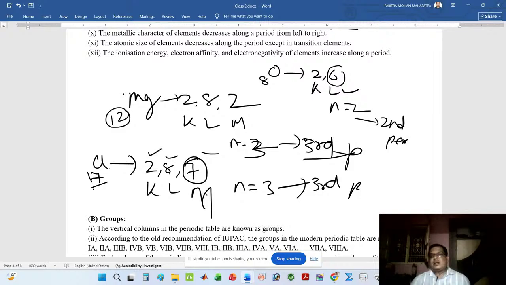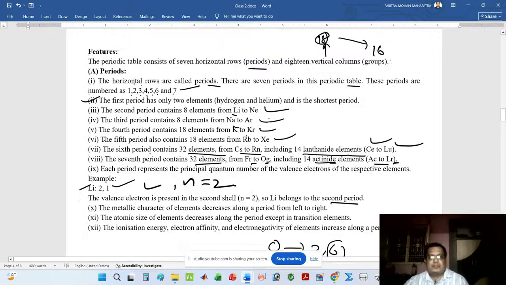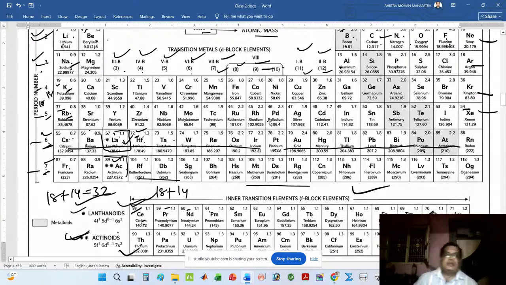Like that, you can find the period of the elements. You can find the period of barium. You can find the period of selenium, xenon, radon, like this. You know the atomic number.